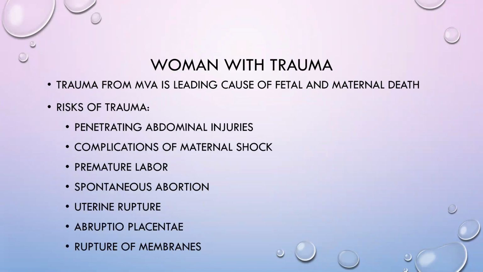Trauma in women occurs just like with any other people. These types of trauma include blunt force trauma, motor vehicle accidents, falls, and violence. So trauma from motor vehicle accidents is the leading cause of fetal and maternal death. Women who present to the emergency room or hospital after a motor vehicle accident are at risk for preterm labor.